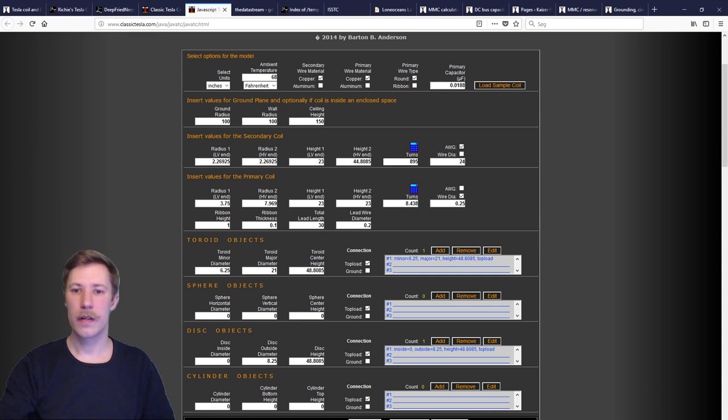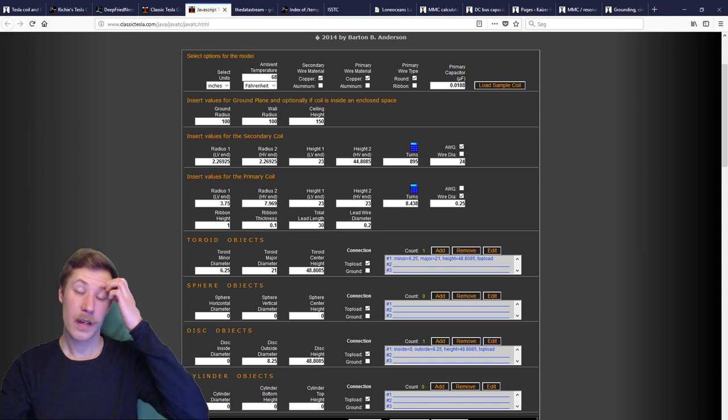You have the number of turns and the wire diameter, which you can just switch to instead of AWG. If you're using the American wire gauge, you can also do that. Now, primary coil, again, you can take your numbers from the helical coil calculator or the spiral coil calculator, and you can put this in.